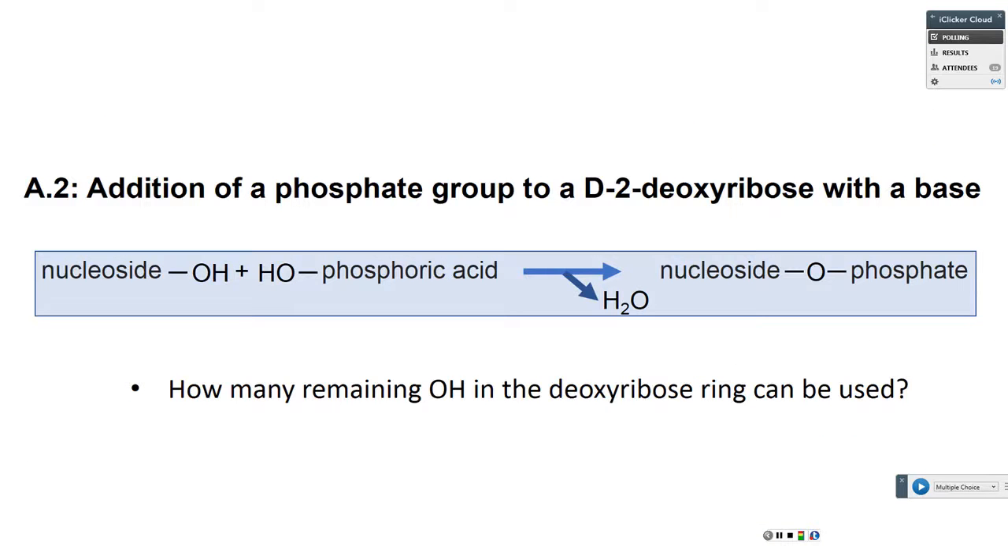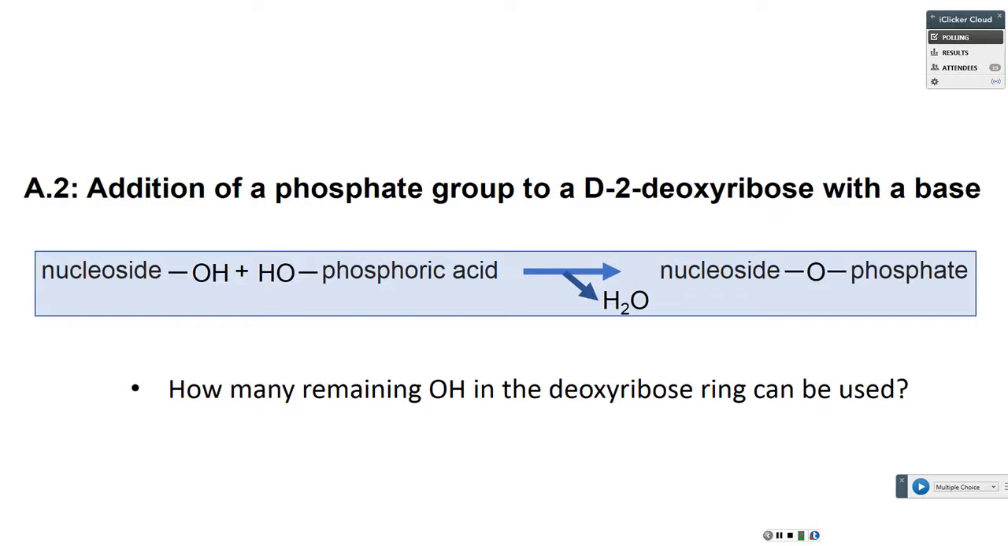So now the next question is the addition of a phosphate group. The phosphate group can be added also by this kind of reaction. It's always a condensation between one molecule and another, getting rid of a water molecule, right?